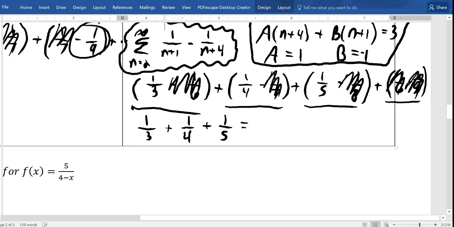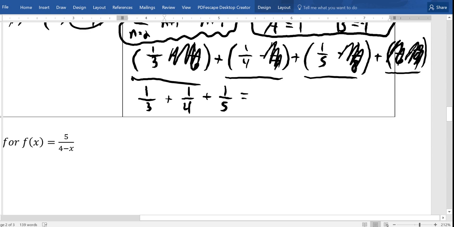plus a fifth. And we gotta do all this junk. What's that? 12 and 5 is 60s, right? So it's 20 plus 15 is 35 plus 12 is 47 over 60.